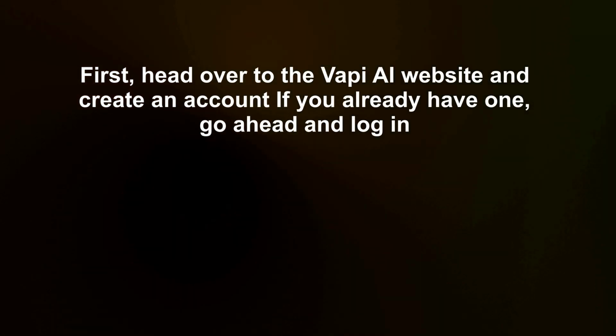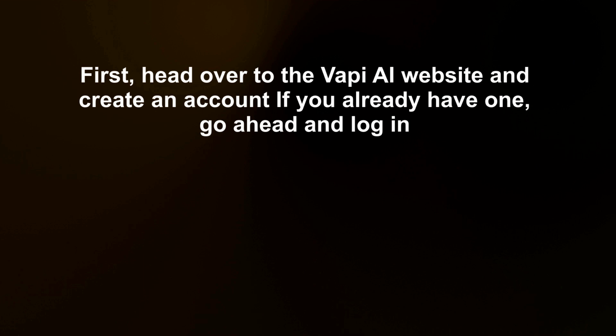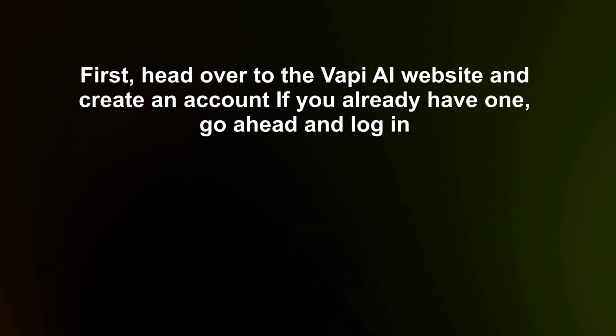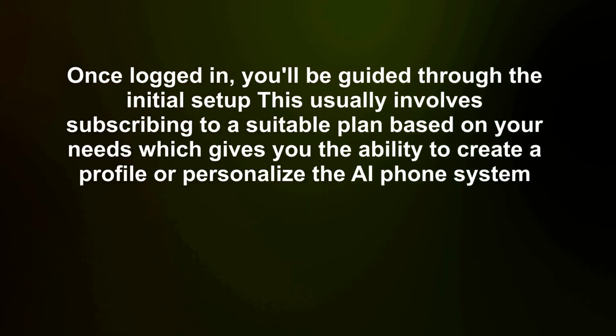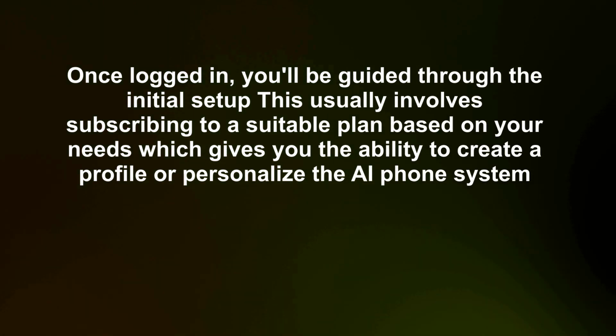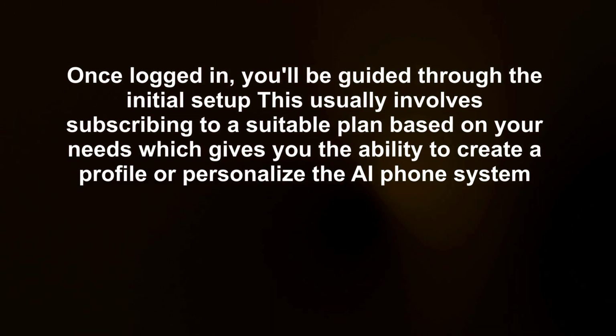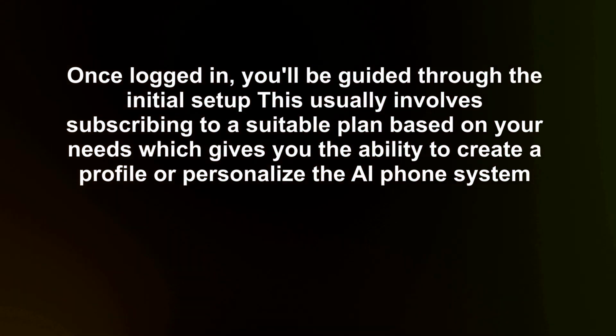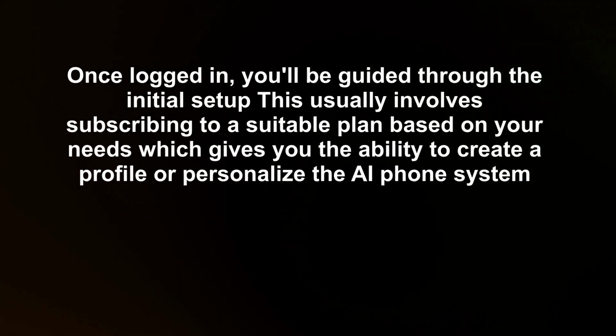First, head over to the Vapi AI website and create an account. If you already have one, go ahead and log in. Once logged in, you'll be guided through the initial setup. This usually involves subscribing to a suitable plan based on your needs, which gives you the ability to create a profile or personalize the phone system.